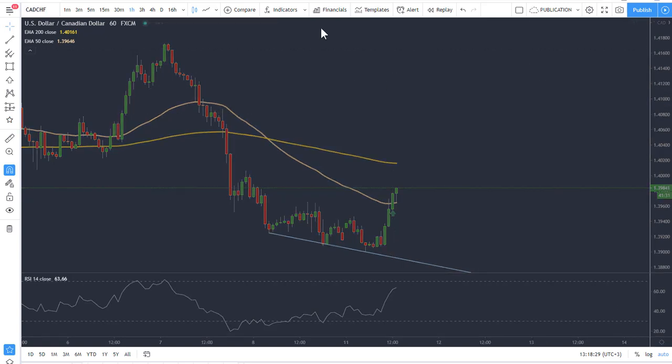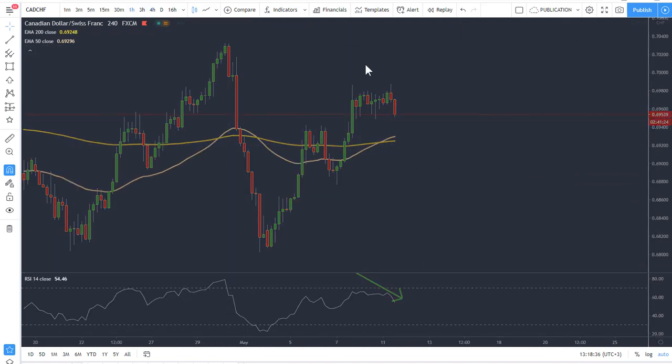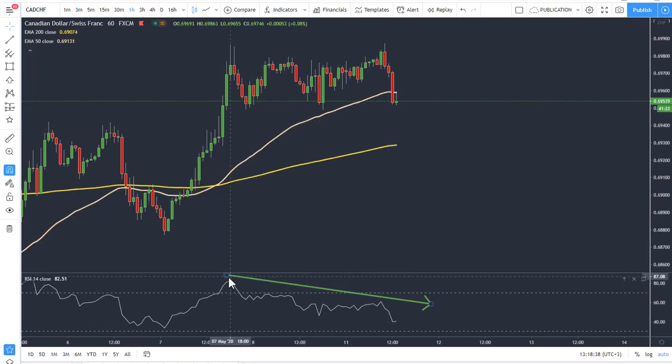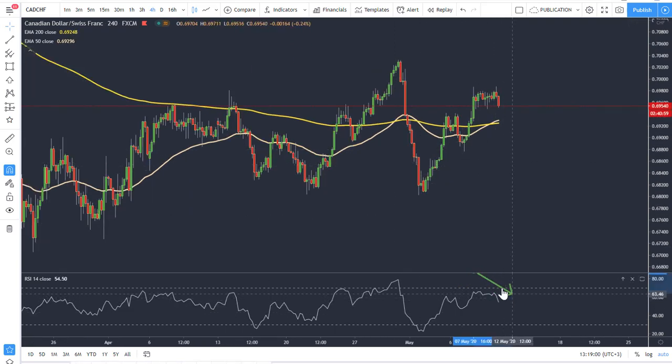Moving on to the Canadian Swiss franc. Okay, Canadian Swiss franc, on the 1 hour chart, we have a bearish divergence. Price produced a higher high right there, but RSI went lower. We broke below the 50 exponential moving average, which suggests that the price is getting ready for some stronger move to the downside.